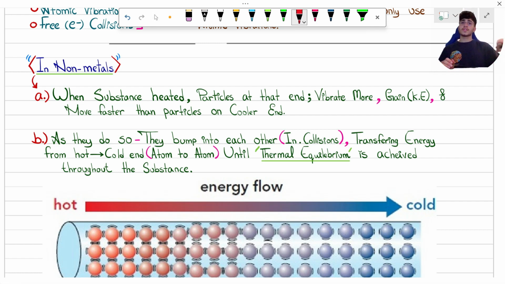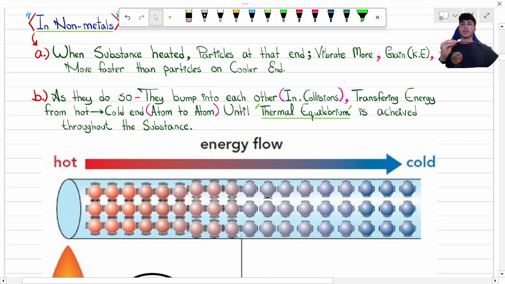In non-metals, when the substance is heated, the particles at the very end... let's take a pencil as an example. This is a pencil, okay? And suppose this pencil is the rod in the illustration. When the substance is heated, the particles at this end are going to start to vibrate much more, and they're going to gain kinetic energy, because when you heat a substance, it gains kinetic energy and the particles move faster. So this is the cool end and this is the hot end, because we're adding heat here, okay?